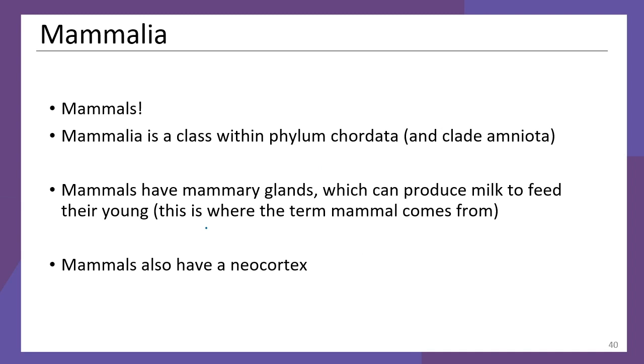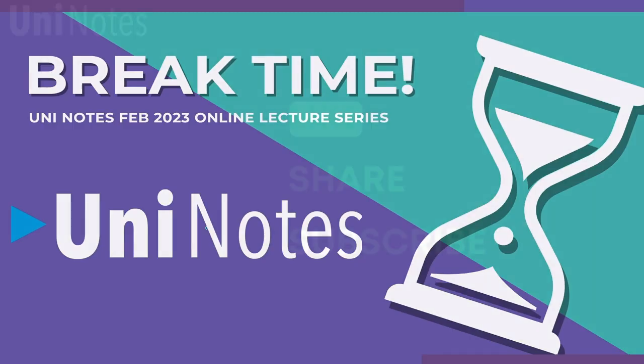And now we're on to mammals. So mammals, we've got Mammalia as a class within phylum Chordata. And above that we've got clade Amniota. Mammals have mammary glands, so this is where the term mammal has come from, and which can produce milk to feed their young. I've also got some other features in there like a cool brain, where we have the neocortex, which is great for our higher order thinking. All of those other things.